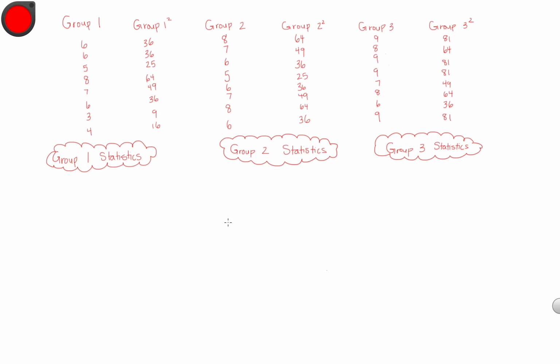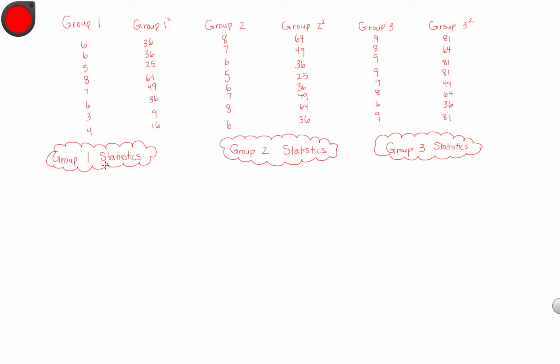All right. So here you can see I have a bunch of data. I've already gotten us started a little bit. You can see, for example, I have three different groups. I have data for group 1, data for group 2, and data for group 3. And I've also squared each of those groups' values. So here's group 1 squared, group 2 squared, and group 3 squared. So for example, this first person here in group 1 got a 6 on whatever we're talking about, right? And then their squared value is 36. The first person in group 2 got an 8, and their squared value is 64. And the first person in group 3 got a 9, and their squared value is 81.